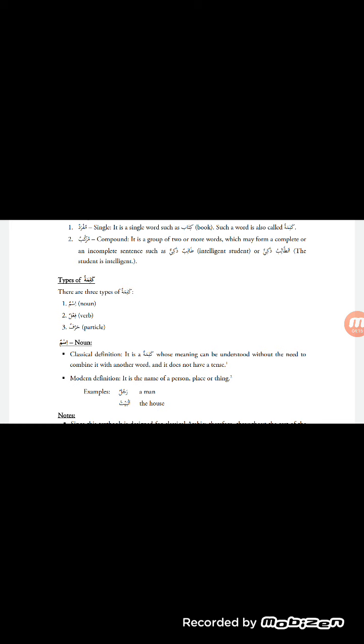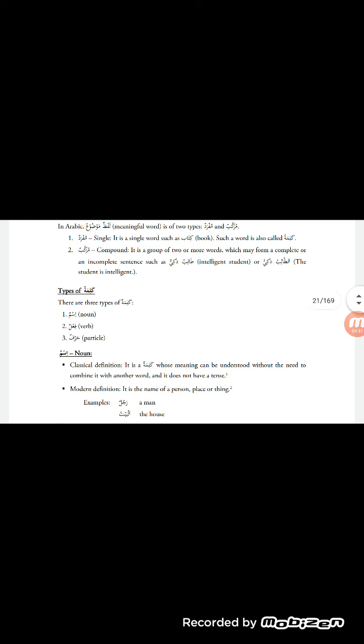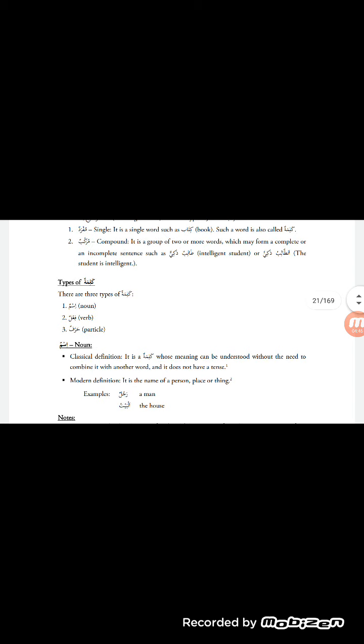So a compound may form a complete or an incomplete sentence. Talibun zakiyun is a phrase, an incomplete sentence, and at-talibu zakiyun is a complete sentence. So talibun is a kalima, a word. Zakiyun is also a word. A sentence, a jumla, is made up of words.